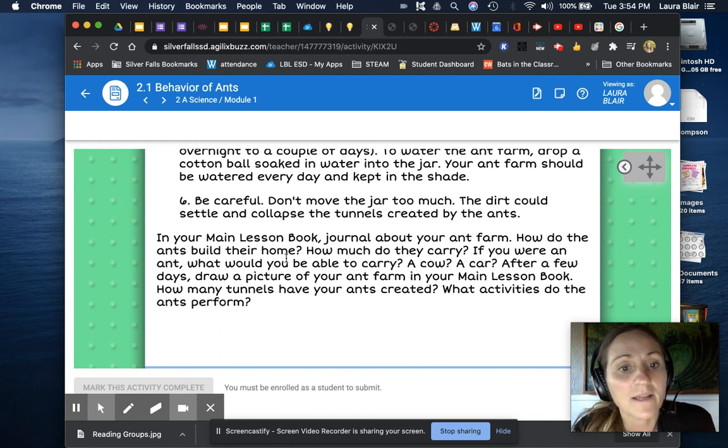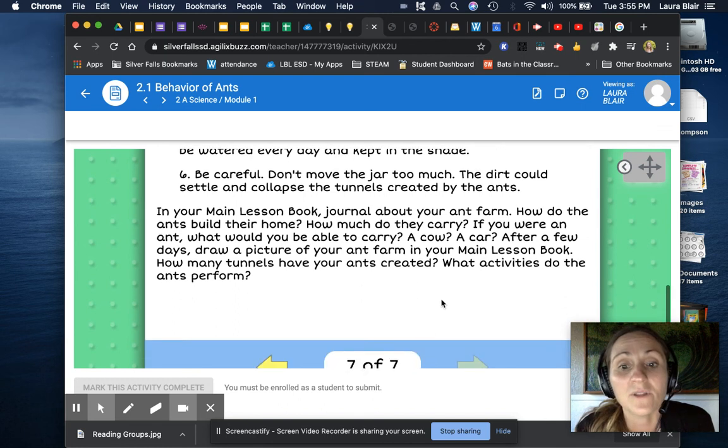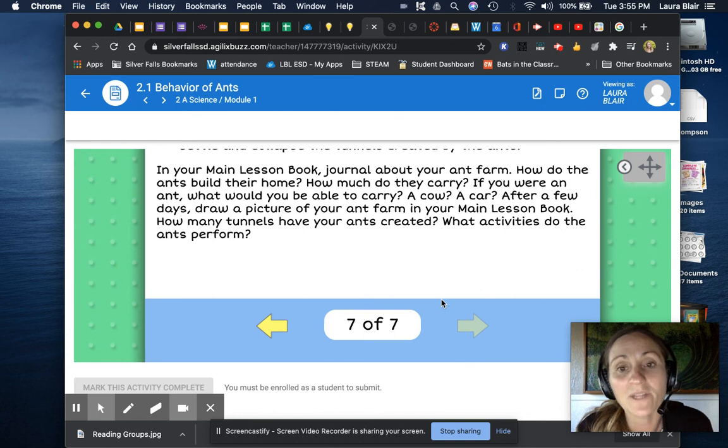How do the ants build their home? How much do they carry? If you were an ant, what would you be able to carry? A cow? A car? After a few days, draw a picture of your ant farm in your main lesson book. How many tunnels have your ants created? What activities do the ants perform? So that is your lesson on ants in Edgenuity.